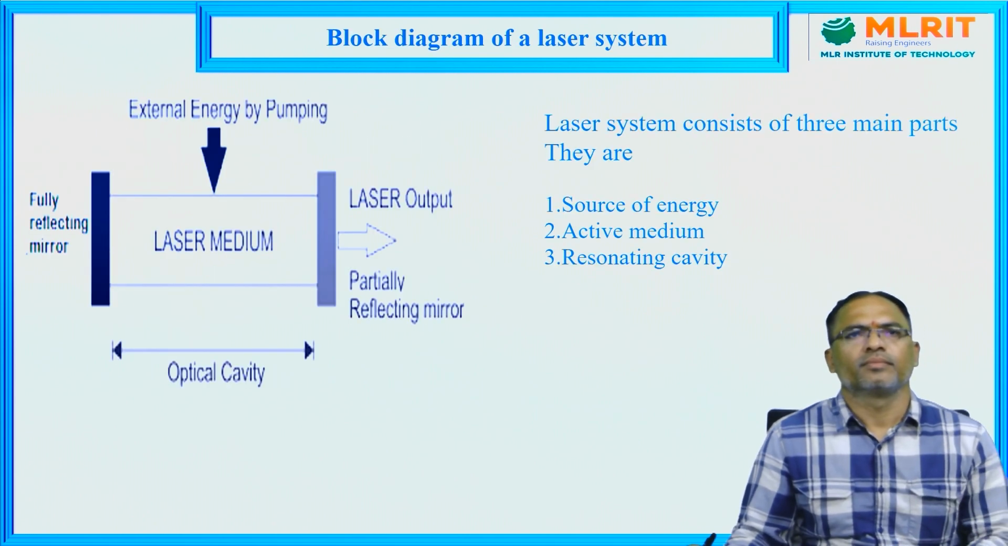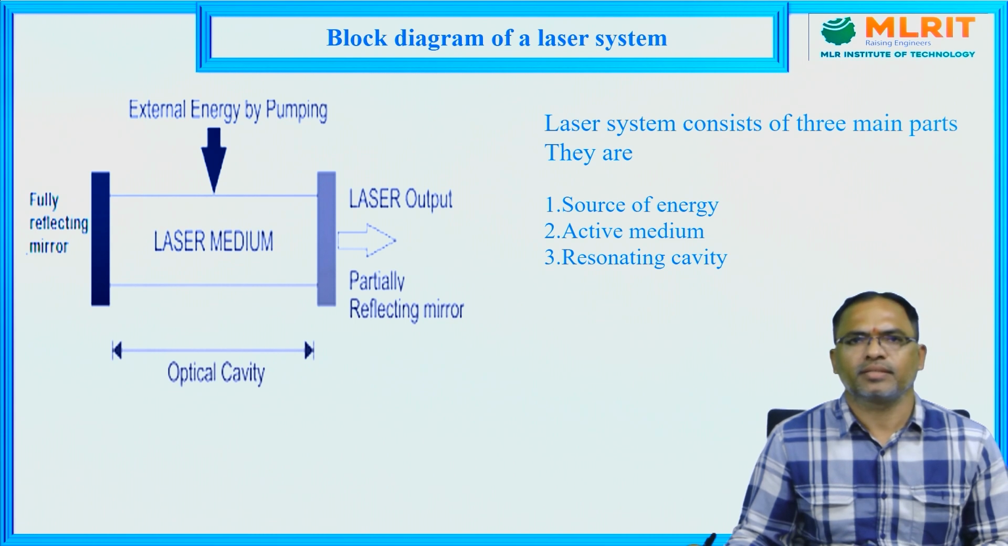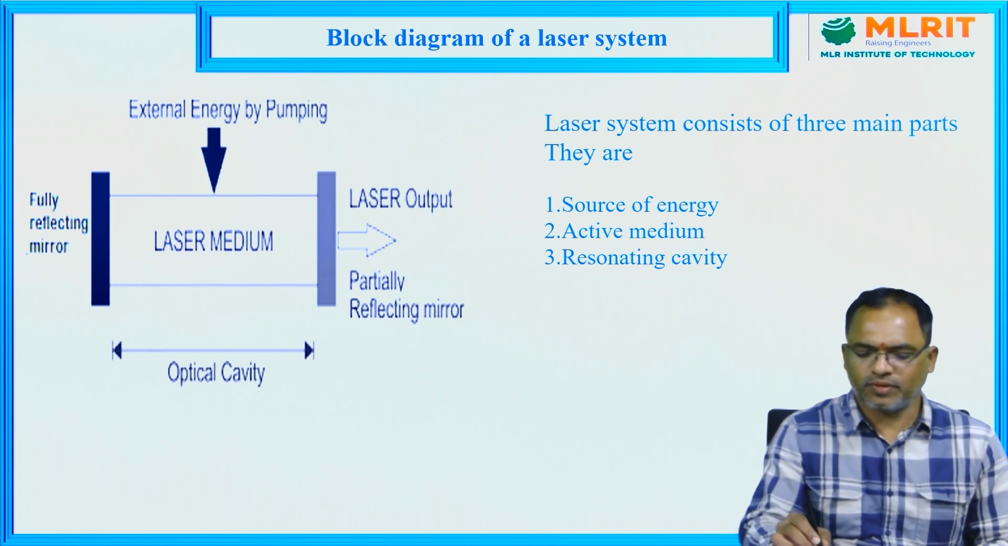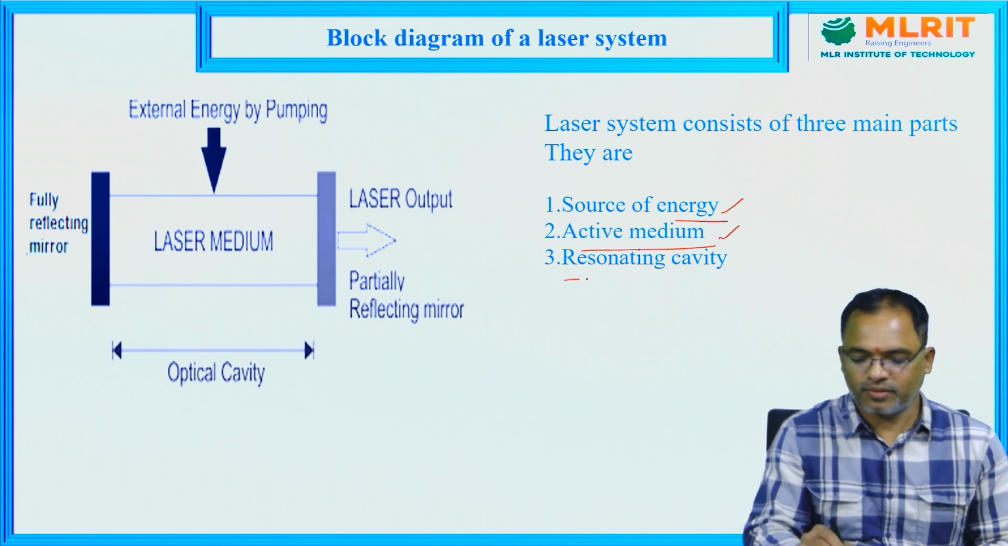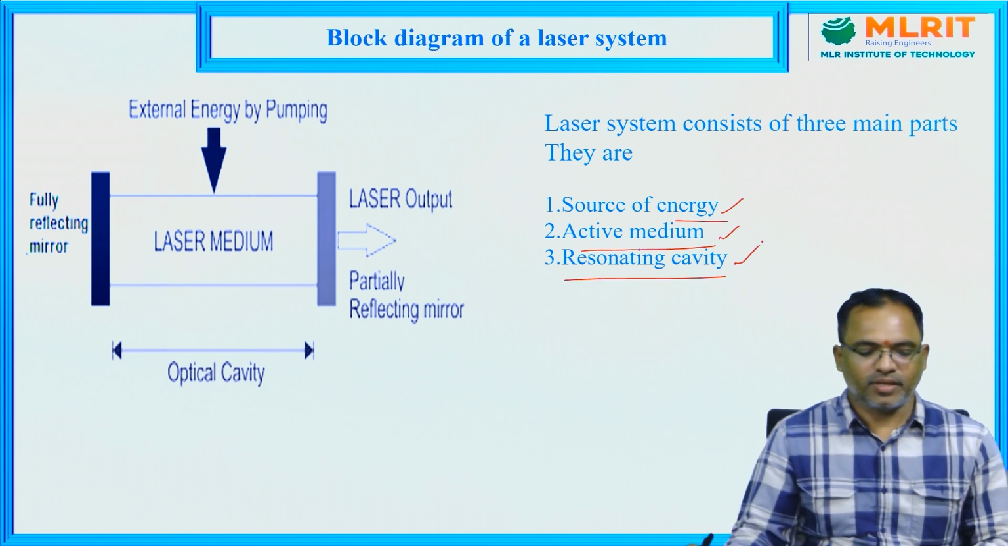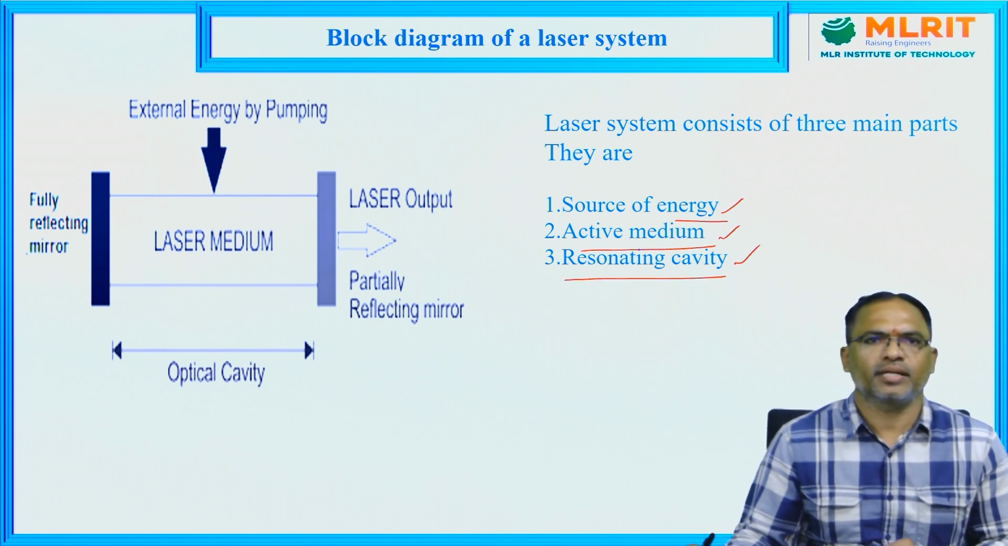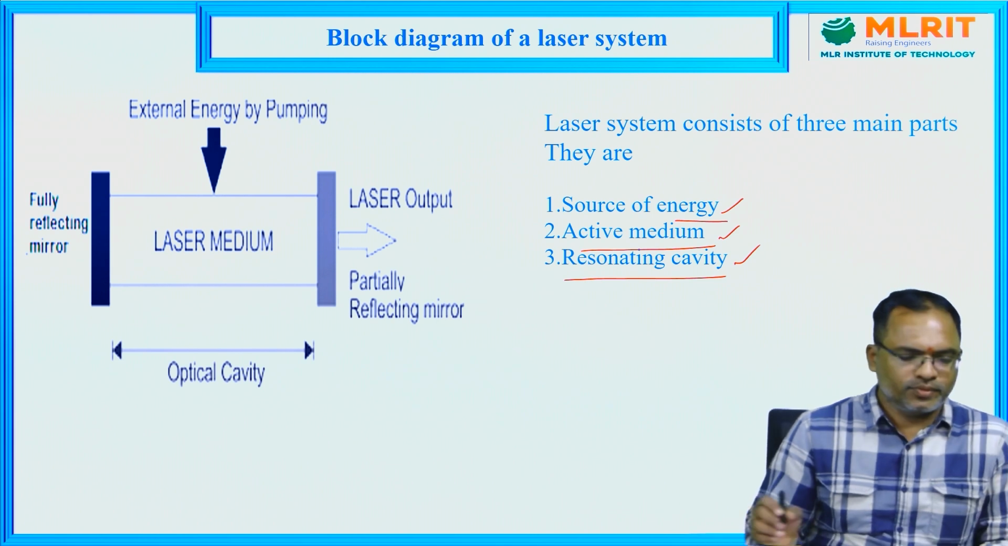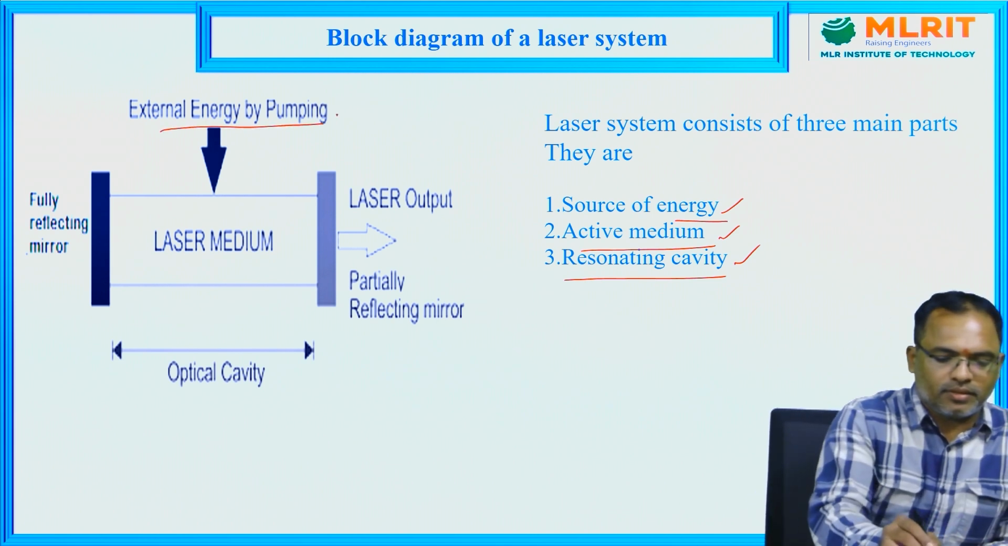Now coming to the block diagram of a laser system. We know that a block diagram of a laser system consists of three parts. The three parts are: one is source of energy, the second one is active medium, the third one is resonating cavity. On the left side you can observe the block diagram. So this is the source of energy.